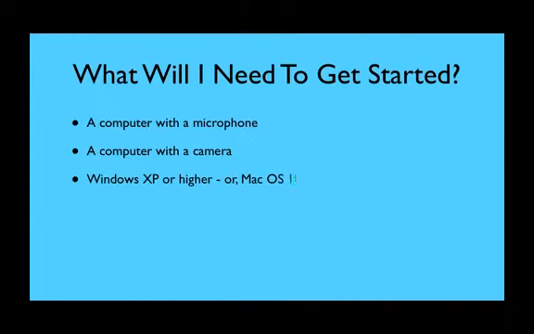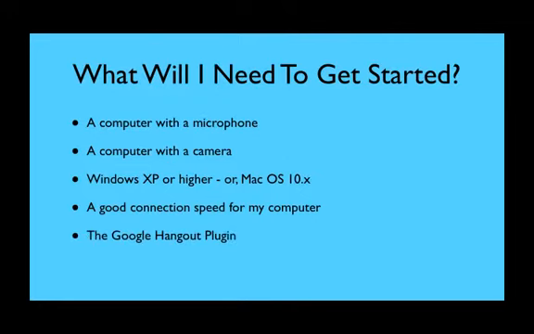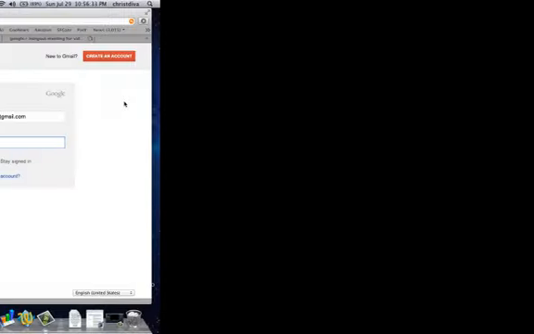3. A Windows operating system of XP or higher or a Mac operating system of 10 or higher. 4. A decently fast connection speed. I'm sorry to say that dial-up connection won't work well for this application. 5. The Google Hangout plugin, which is a simple download that I will take you through in just a moment. And 6. Last but not least, a Gmail account.